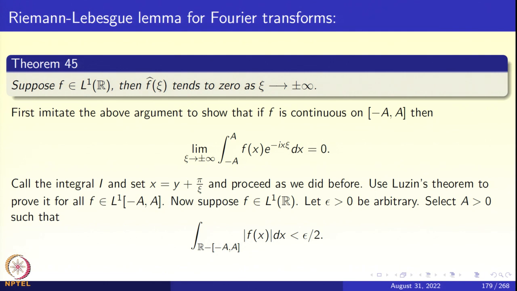Theorem 45 on the slide. If f is in L1 of R, then the Fourier transform f hat of chi tends to 0 as chi tends to plus minus infinity.